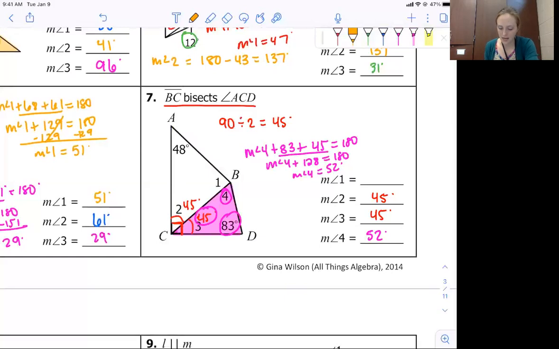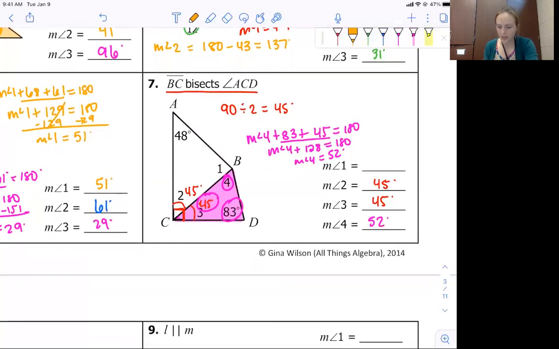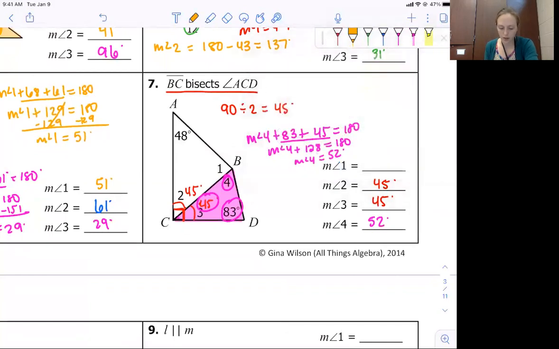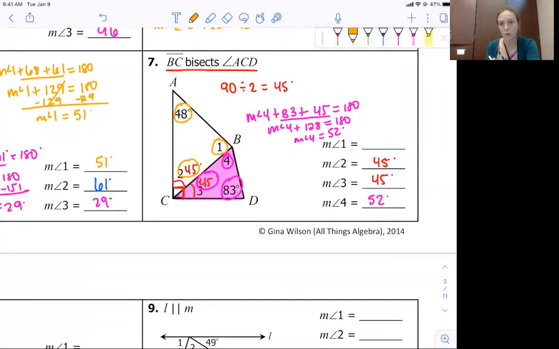Okay, and now I'm going to do the same kind of thing for the other triangle. So notice on the other triangle, I have 48, angle 1, and then 45 down there. So I'm going to take those 3 and add them and set them equal to 180 again. I'm going to do the measure of angle 1, the one I need, plus 48 plus 45 equals 180. 48 plus 45 gives us 93.